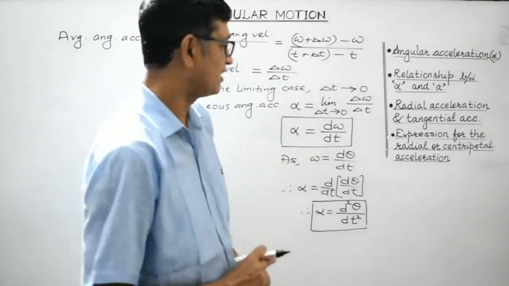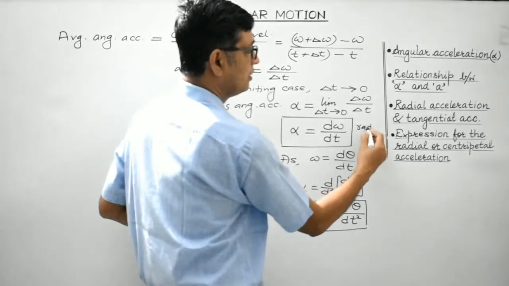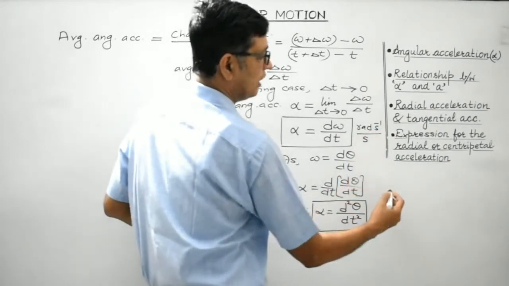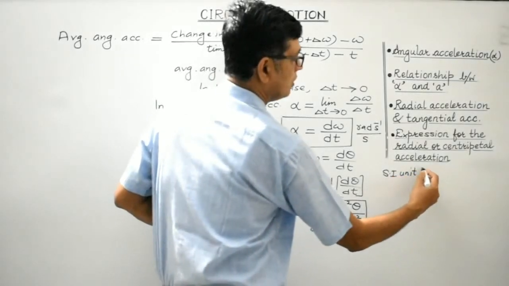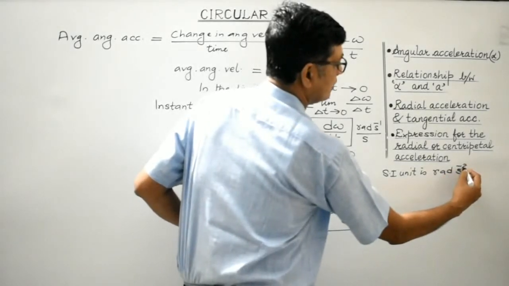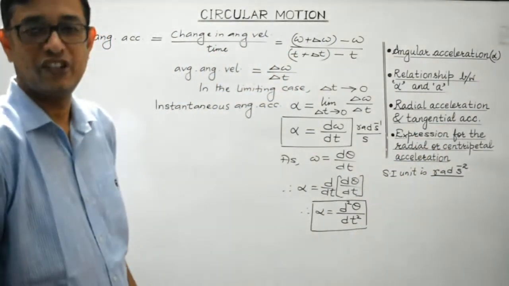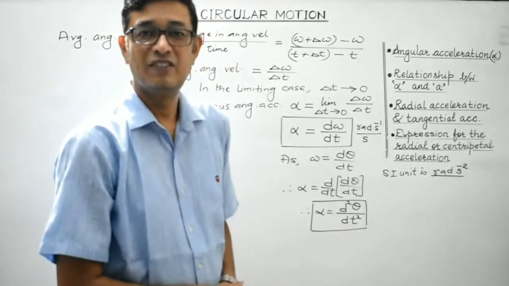Now regarding its SI unit. SI unit of angular velocity is radian per second, divided by time, which is second. So the SI unit would be radian per square second. This is the SI unit of angular acceleration. So friends, I hope you have understood this concept, right?